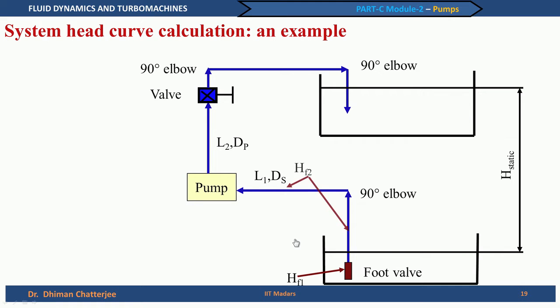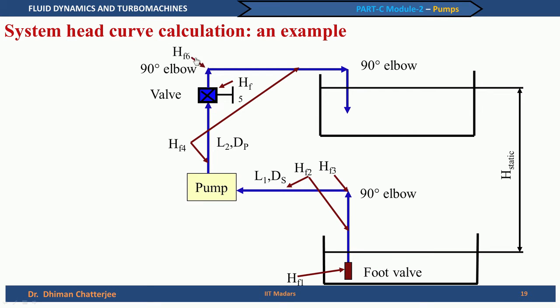The second loss takes place in the pipes. HF talks about the head loss due to friction in the pipe. This HF is also talking about the friction, but in the foot valve. The third loss takes place in the 90-degree elbow. The fourth loss takes place in the pipes in the delivery side. Then we have head loss due to the valve.